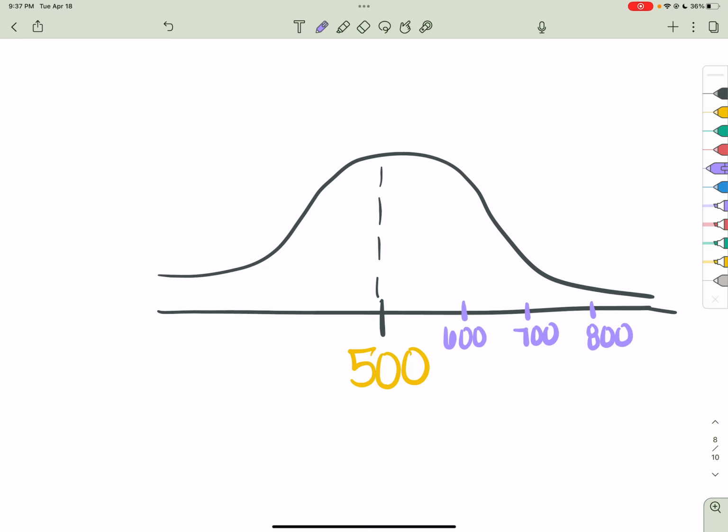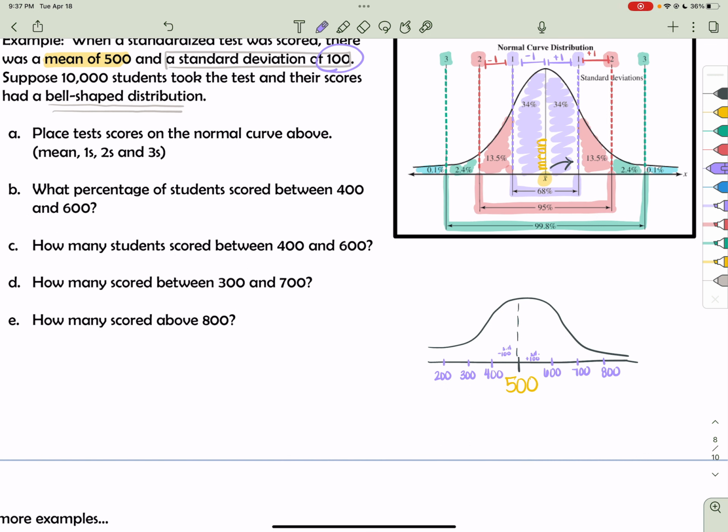And then to the left, I'm going to subtract 100. So here I added 100 because that was the standard deviation. Here I'm going to subtract 100 because that is the standard deviation, and I'm going to the left. So I've got 400, 300, 200. Okay, so the first thing I need to do is place my test scores on the normal curve. So here's that part. I've got my mean, which is right in the center. That's X bar. And then all of these are 1, 2, and 3 standard deviations away. And I count by whatever unit they told me was the standard deviation. All right, so now from there, I'm set up to answer my question.